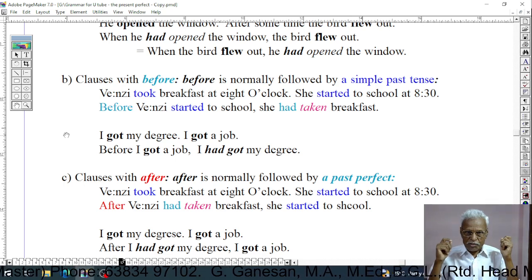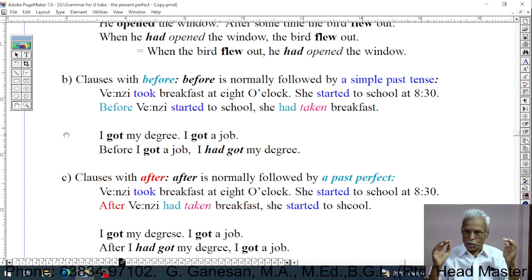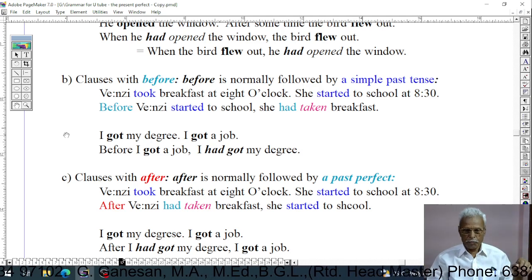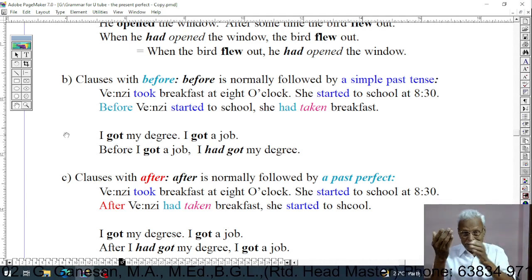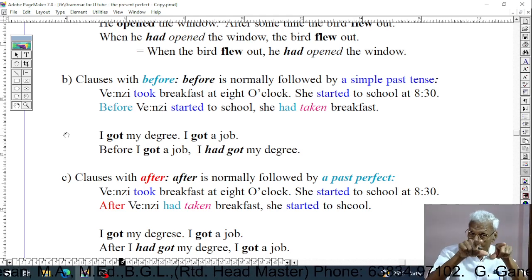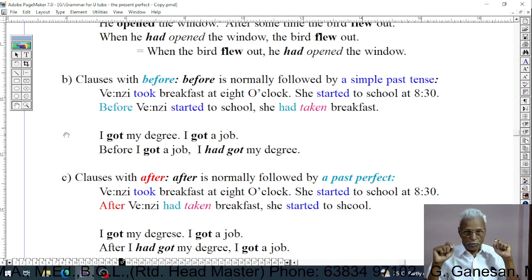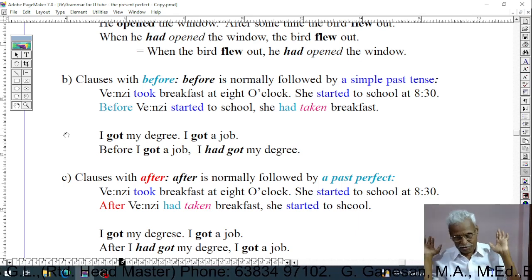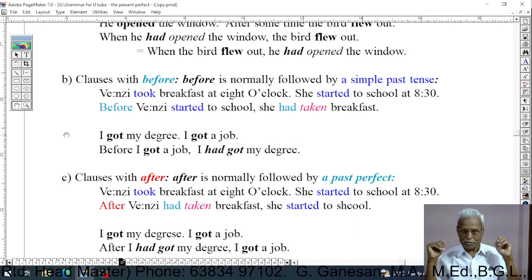Vernie took breakfast at 8 o'clock. She started school at 8:30. These are two simple sentences, simple past. When we use before, the second action should be expressed using the before clause. Before Vernie started school, she had taken breakfast. This is the second action in the before clause. Okay.